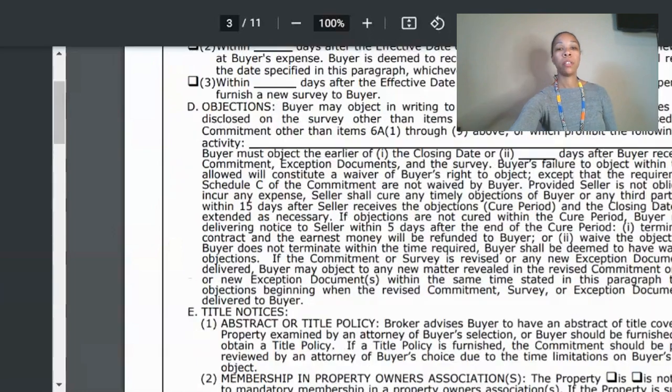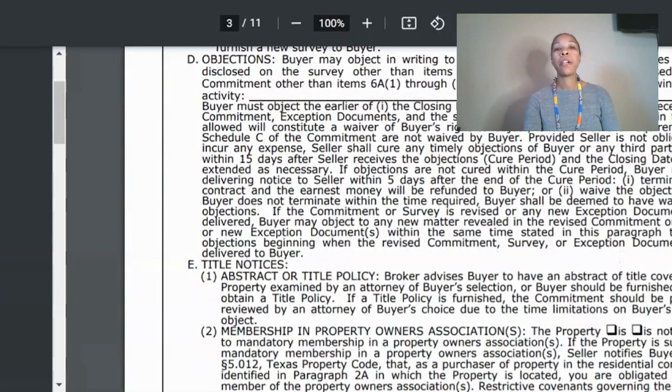Right here, section D. This is very important, buyers. Especially if you want to put in a pool, if you want to have a business that will generate a ton of traffic in that neighborhood, or something out of the ordinary, you would want to put that there.